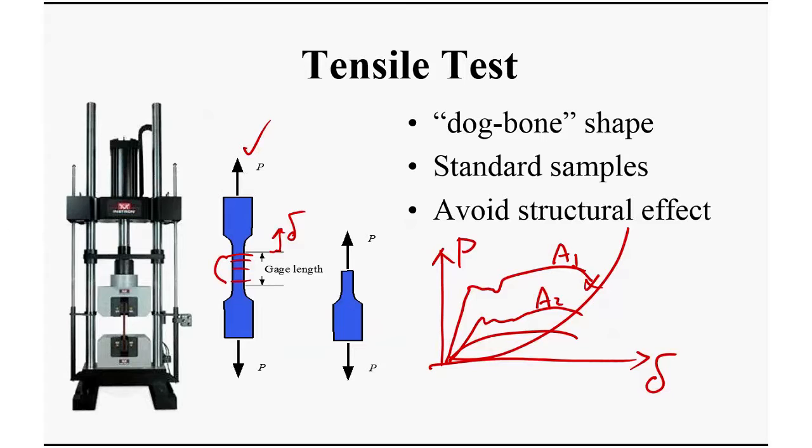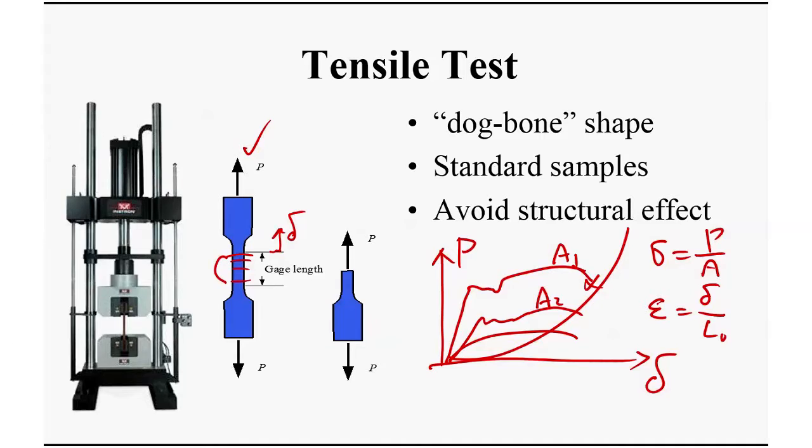How can you somehow normalize it? You can divide by the area, for example, right? You can use stress instead. So what we can do is, based on our definition, you calculate the stress, that's P over A. Then you calculate the strain, and that's delta over your initial length. So this way you normalize. So you make it non-dimensionalized, right?